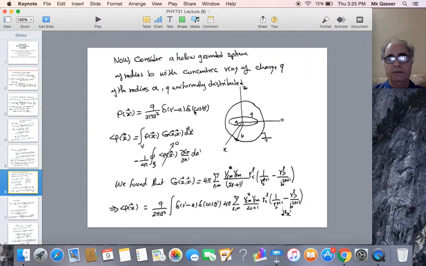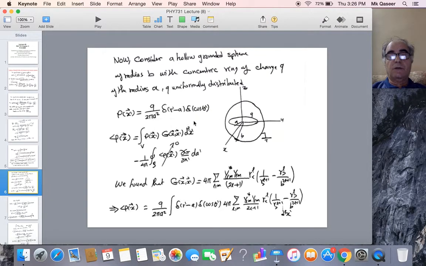Now let's modify this by taking a distribution inside this sphere and keeping the surface of the sphere at zero potential. Both the distribution and the sphere have the same origin, and the ring is located in the xy plane. We assume that the charge is uniformly distributed over this ring. We have to write this distribution in terms of the Dirac delta function, which is given by this.